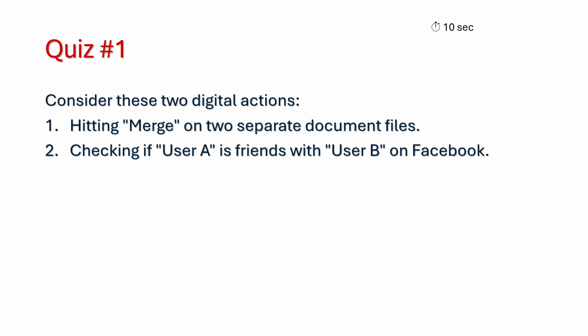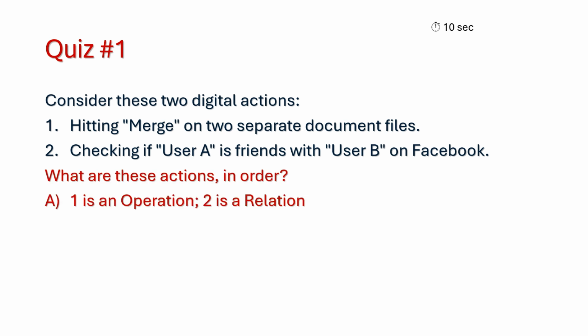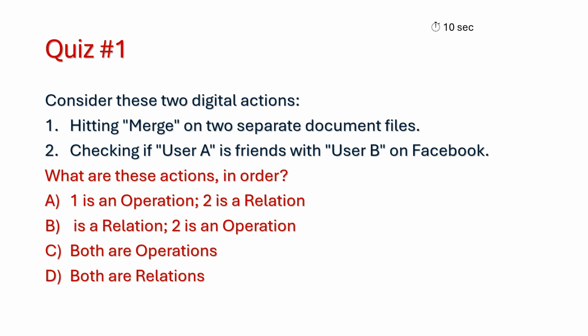So we are considering two digital actions. First is hitting merge on two separate document files, and second is checking if user A is friends with user B on Facebook. What are these actions? These are your 4 options. You can pause here and check your answer.